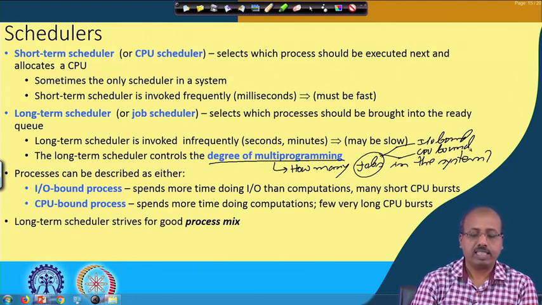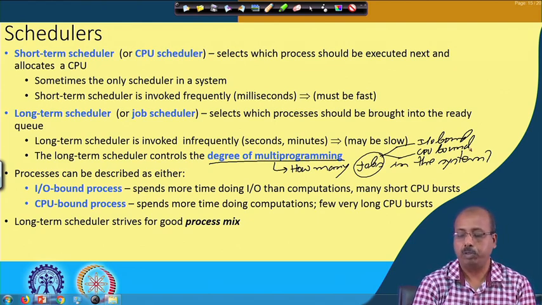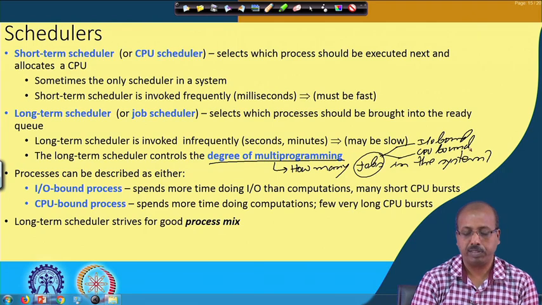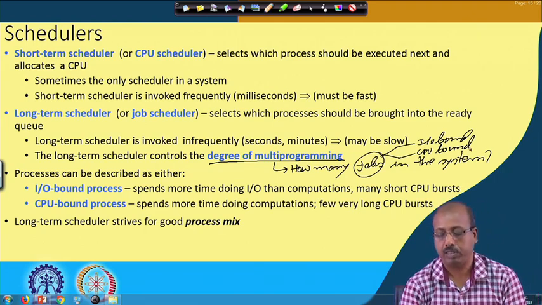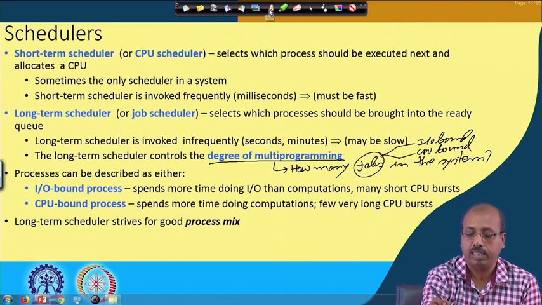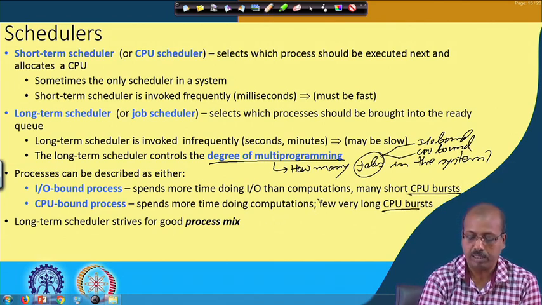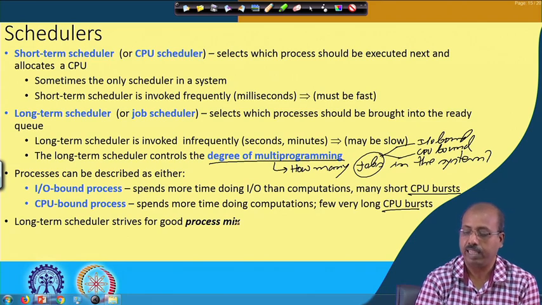So, processes can be described as IO bound processes or CPU bound processes, as we discussed. IO bound processes spend more time doing IO than computations, so there are many short CPU bursts. CPU bound processes spend more time doing computation, so very long CPU bursts. To understand what this CPU burst and IO burst are, it is like this.